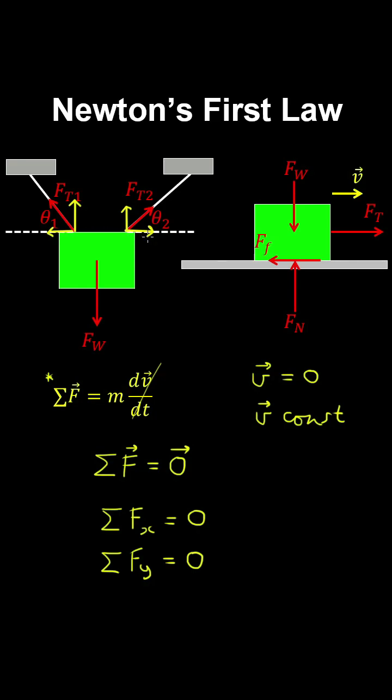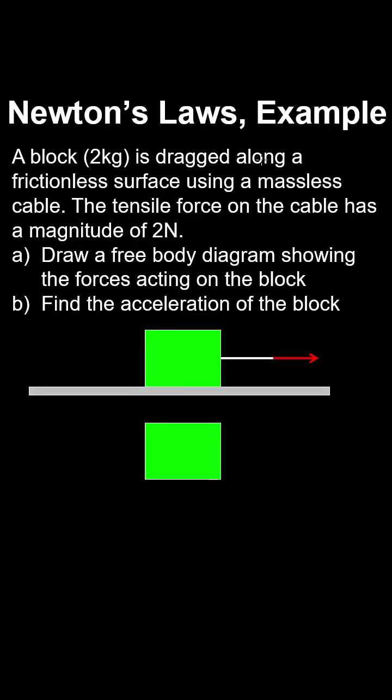A 2 kilo block is dragged along a frictionless surface using a massless cable, and the tensile force on the cable has a magnitude of 2 newtons. And we're asked to draw a free body diagram showing the forces acting on the block. So what we have is the force of weight acting through the center of mass, pulling that block downwards, and we have a normal force, which is a contact force that's preventing this block from sinking into the ground. And the tension force on the massless cable is transmitted to the block.